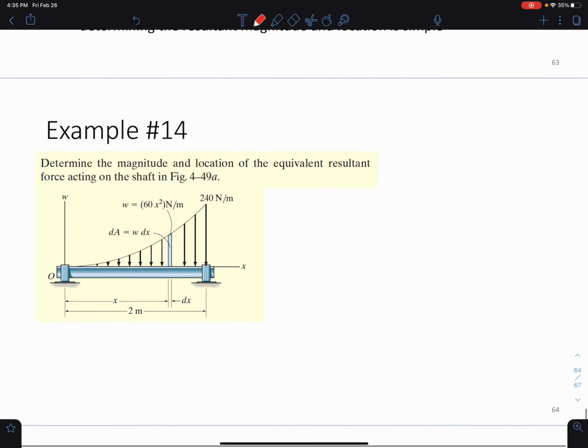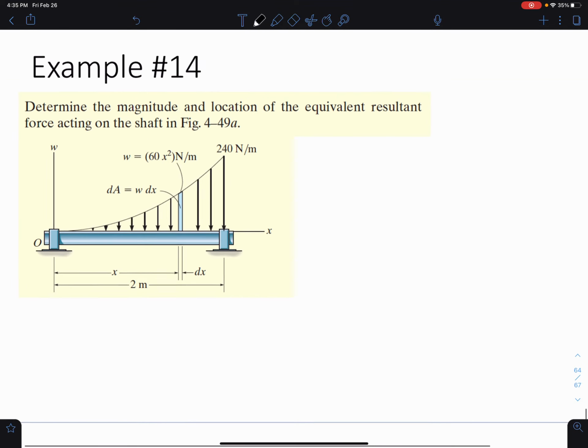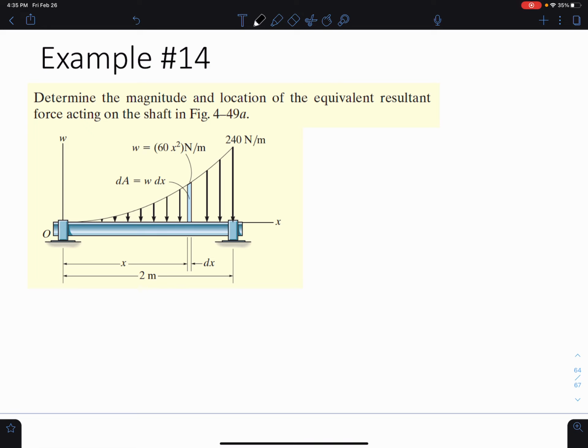All right, so let's go ahead and try example 14. Before I get started here, I want to show you that this is more of an example to learn about how to solve these problems. However, typically in civil engineering design and structures, this is more for civil, not for mechanical, we typically won't see distributed loads that look like this.